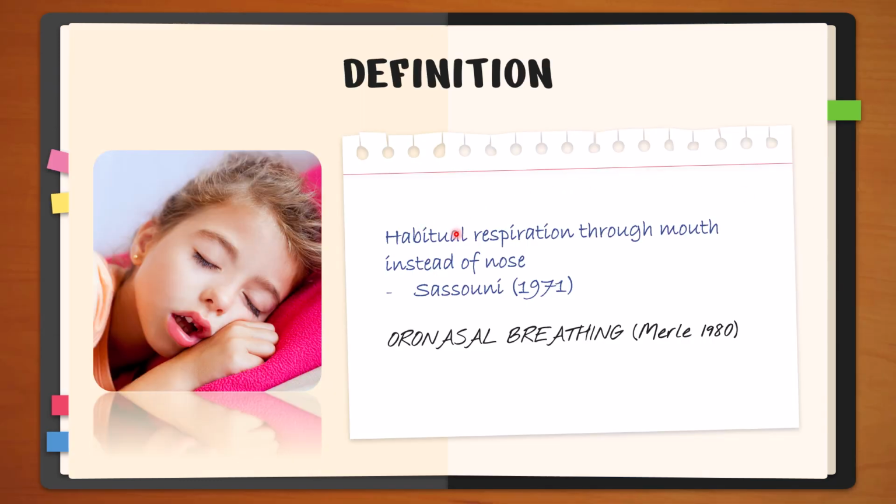Mouth breathing is defined as a habitual respiration through the mouth instead of the nose, as described by Sassouni in 1971. It is also referred to as oronasal breathing, especially when both nasal and oral routes are used. It is more than just a habit. Mouth breathing can reflect deeper anatomical or physiological problems that may affect a child's growth and development.